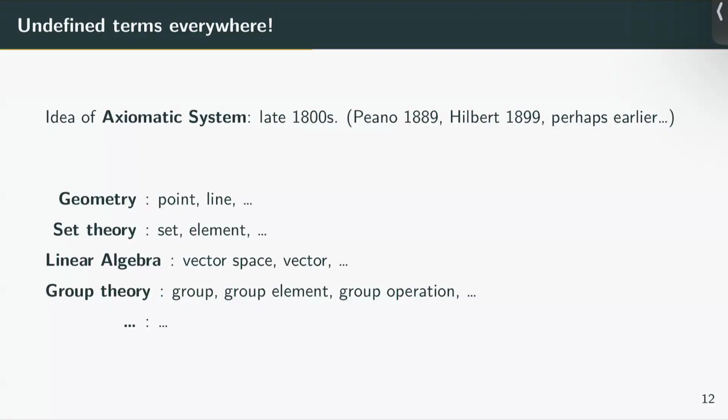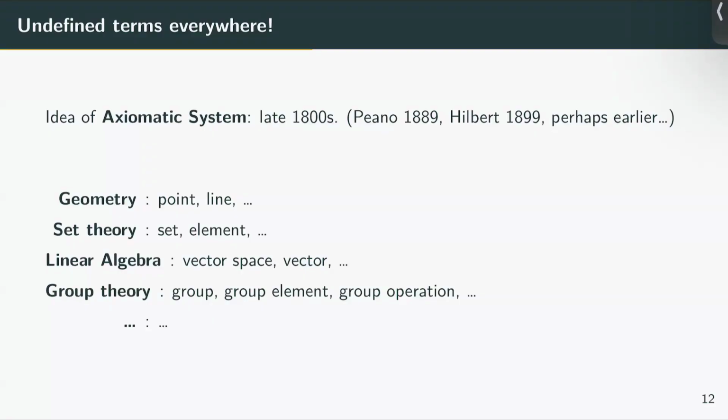So some examples that I have here, geometry. Following Hilbert, we think of geometry as an axiomatic system where point and line are undefined terms. We're going to have more of them. In set theory, that you studied a little bit of in Math 305, you had an intuitive idea of what a set is, but really what we do in set theory is we take a set and an element of the set to be undefined terms.